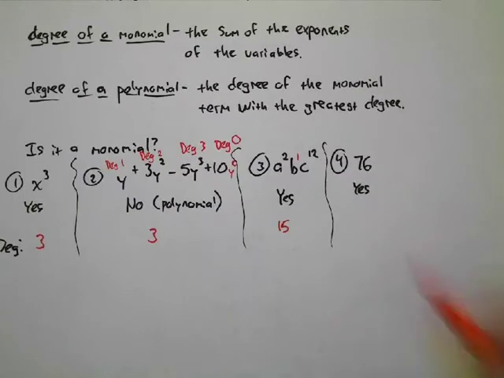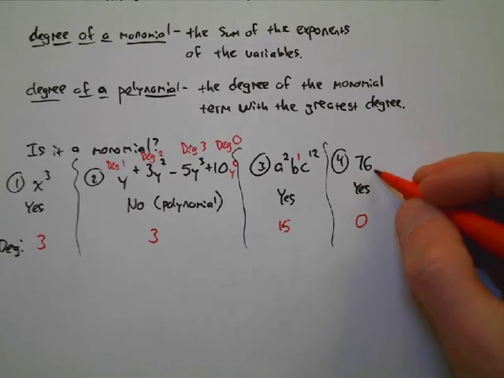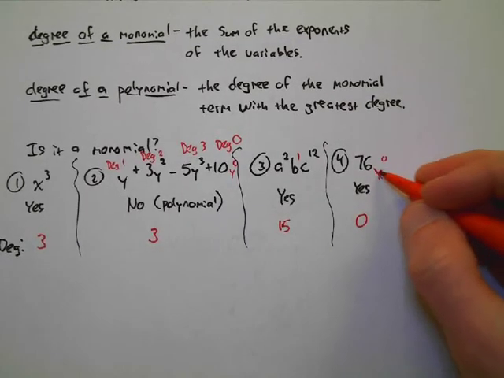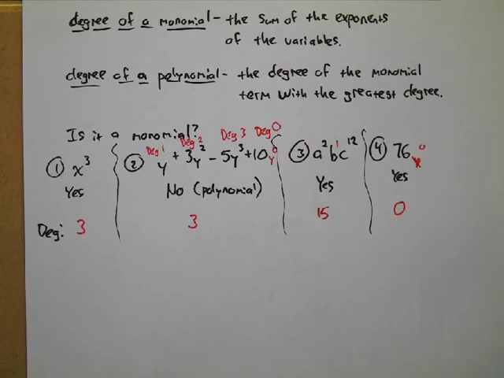Last one, 76. What's the degree of this? 0, right? Again, you can think of it as y to the 0 or x to the 0, whatever variable you like. Could be 0. Okay. All right, yeah, question.